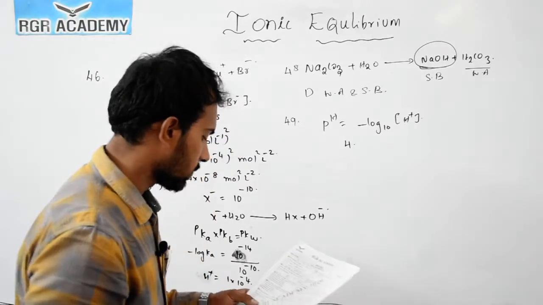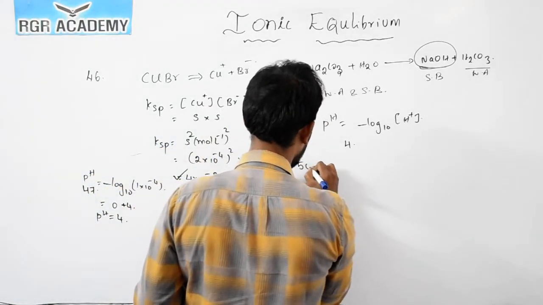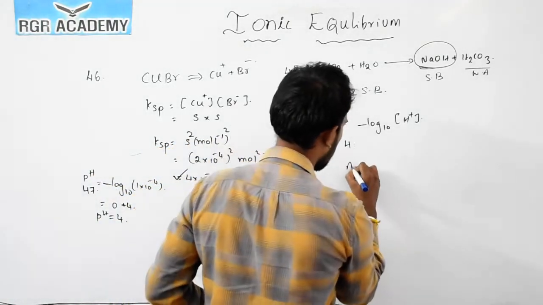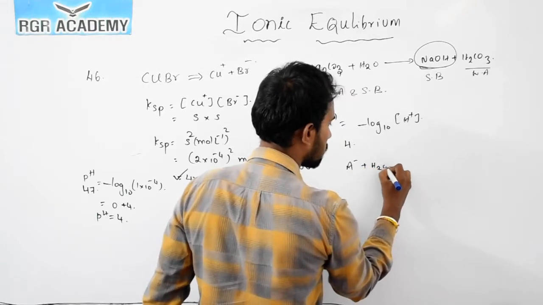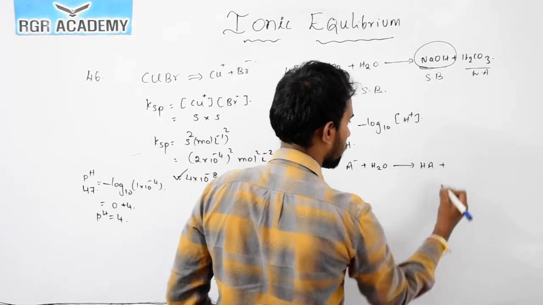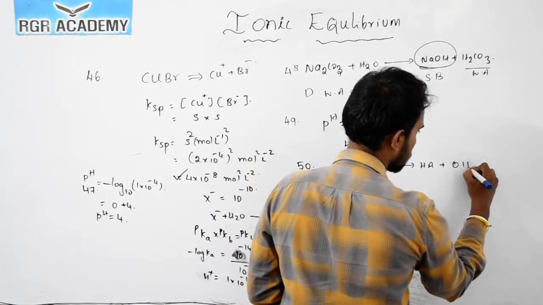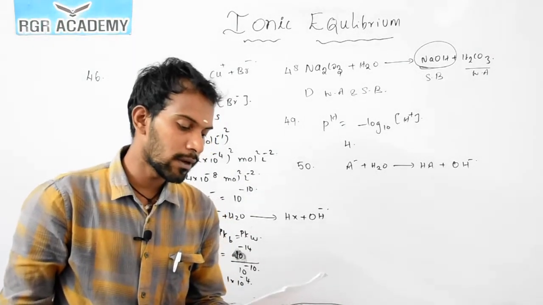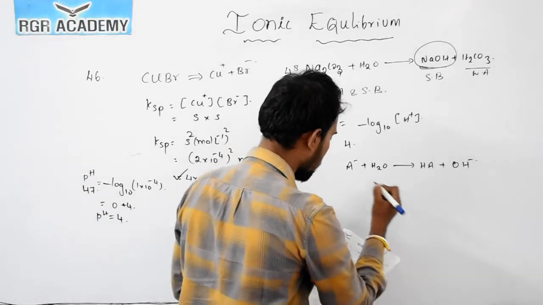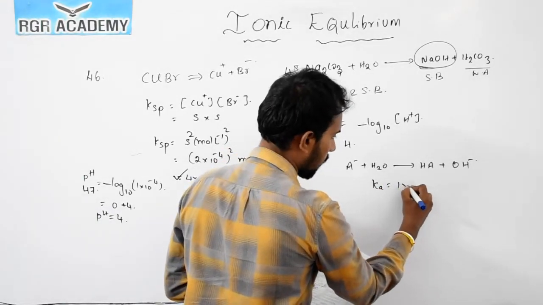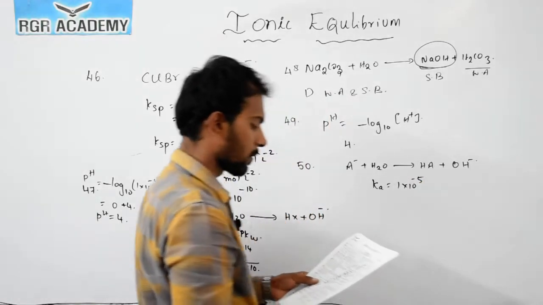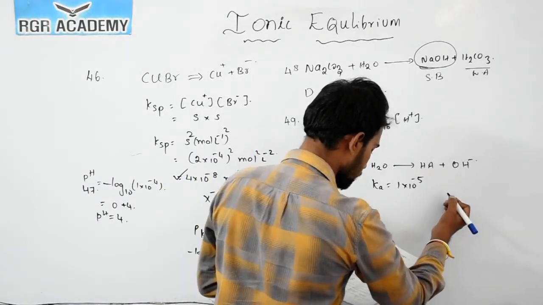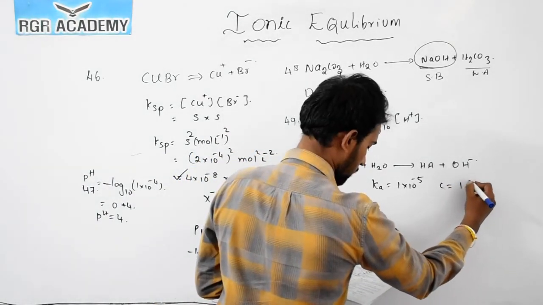Now the question number 15. In equilibrium, they have given A minus reacts with H2O, it forms HA plus OH minus. So they have given the Ka value, and we need to find the hydrolysis constant and the degree of hydrolysis. Ka is equal to 1 into 10 power minus 5. So what is the concentration of H plus ions? It is 10 power minus 3.